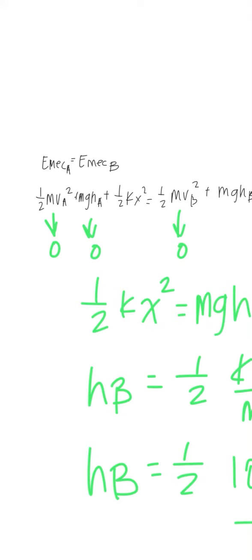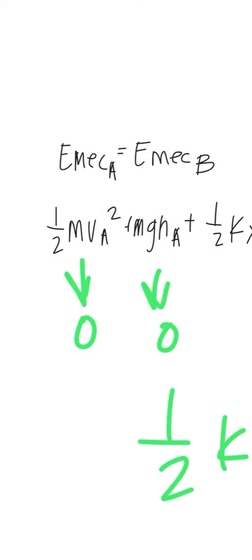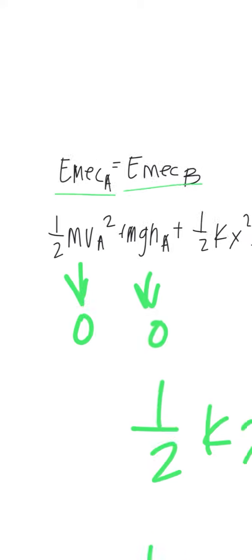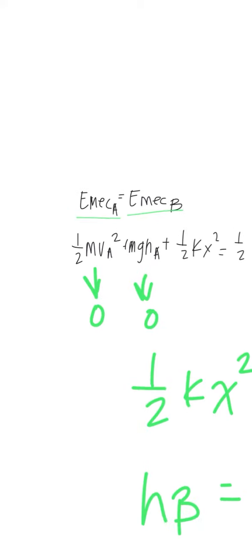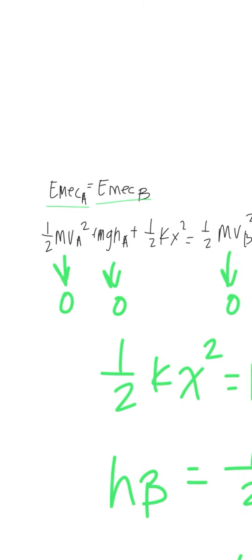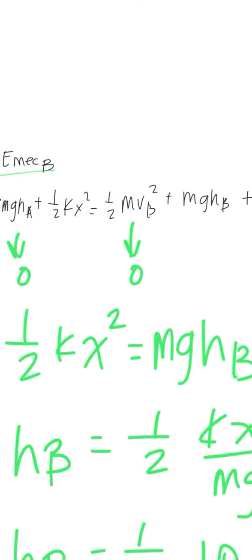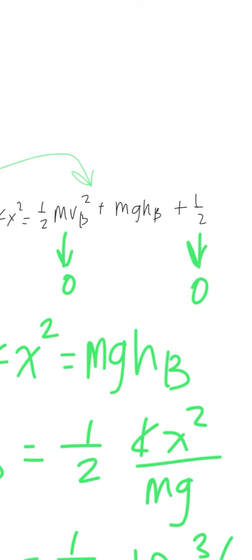So for this problem in conservation of energy, we're talking about how E mech A and E mech B are equal. So here we have the equation for E mech A. We have that it's 1/2 m v_a squared plus m g h_a plus 1/2 k x squared, equal to, here we have the equation for E mech B, 1/2 m v_b squared plus m g h_b plus 1/2 k x squared.